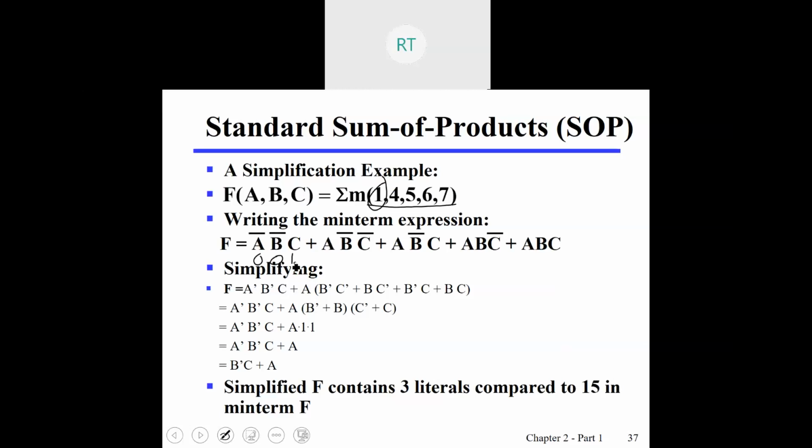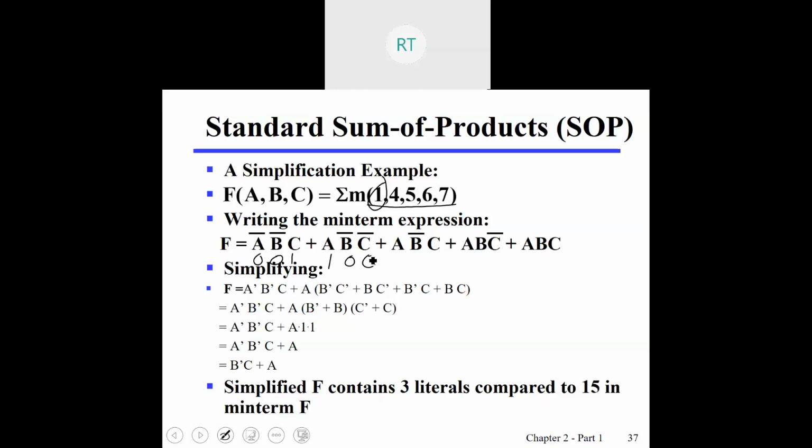Now number 4. Yes, your help, please. Number 4. How do I write it? 1, 0, 0. So it is A, B bar, C bar. You agree?